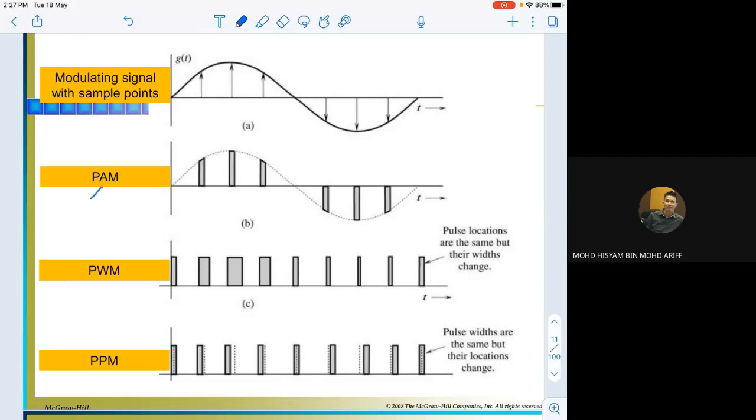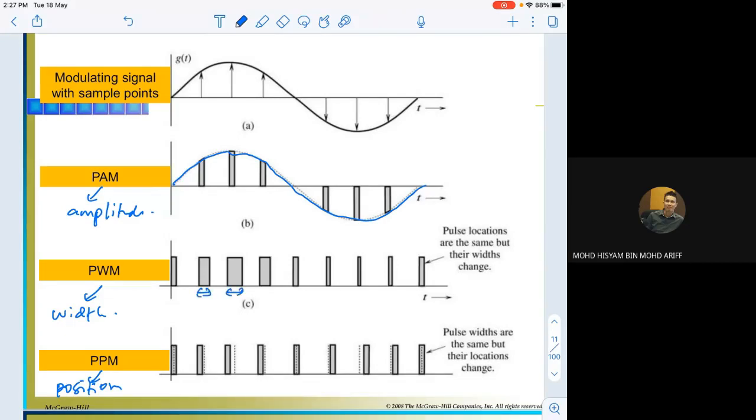This one, amplitude, width, and then position. Now, let's look at the difference between amplitude, width, and position. Amplitude means you play with amplitude. How about the width? With width, you play in terms of width.